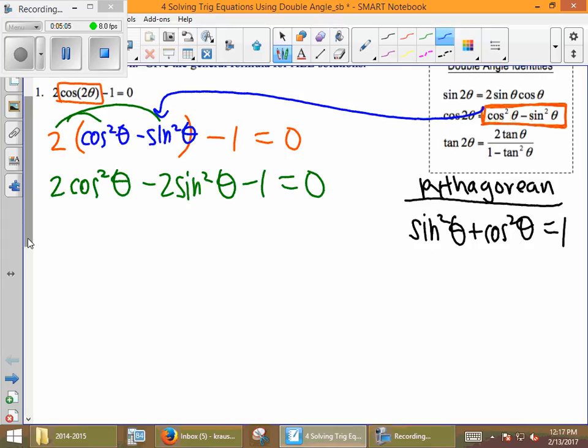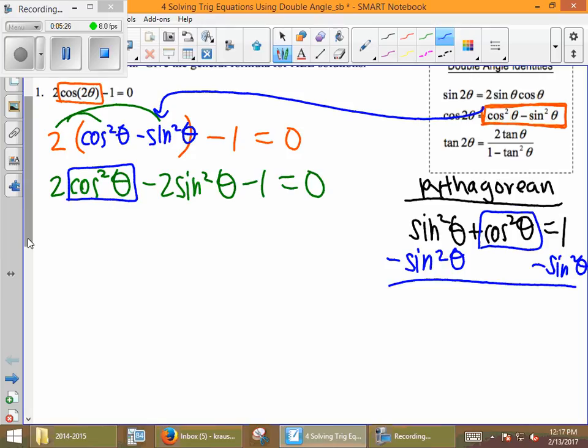Alright. So if we're going to replace cosine squared, that means we have to get that by itself over here. So what do you have to do to both sides? Subtract the sine squared. So cosine squared is equal to 1 minus sine squared.